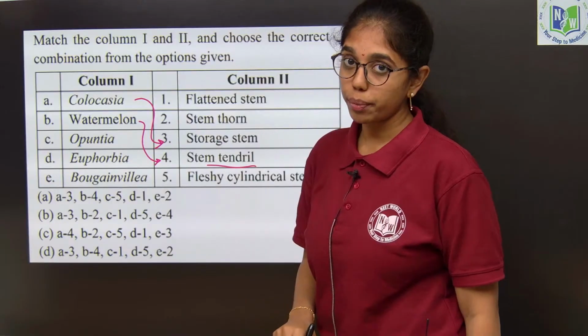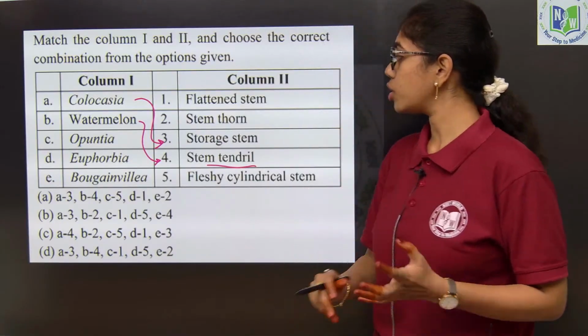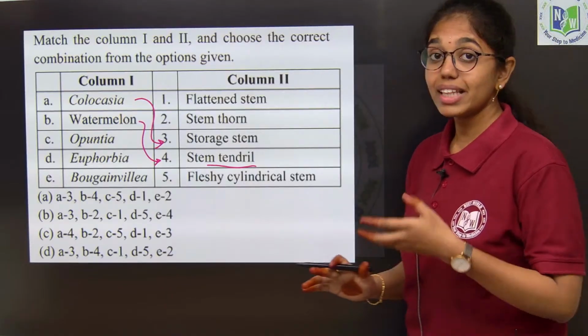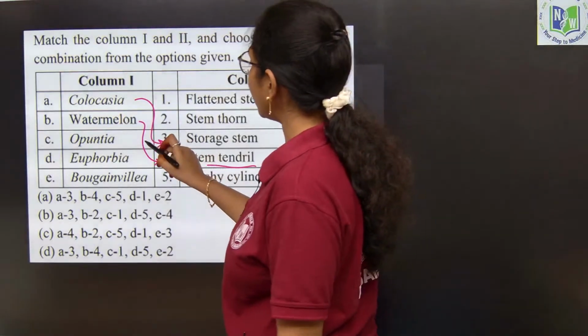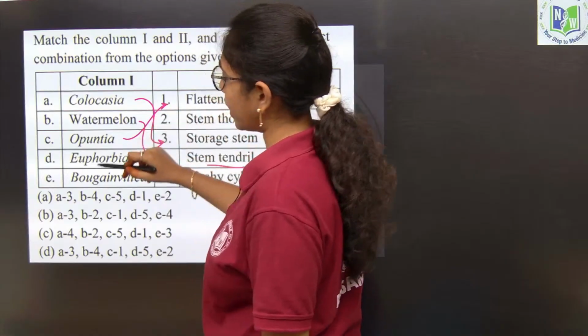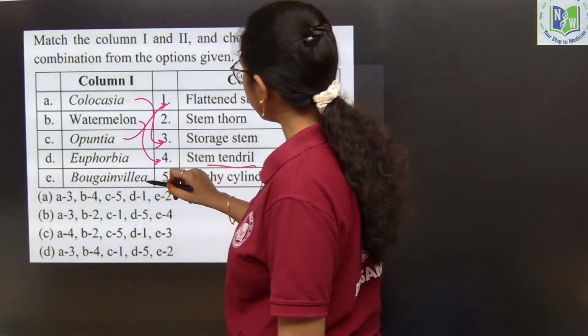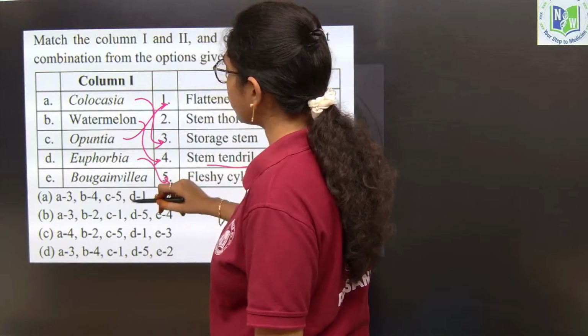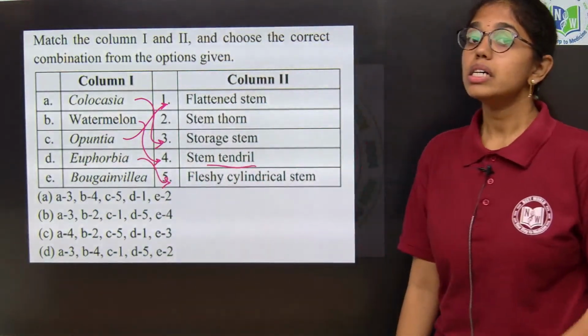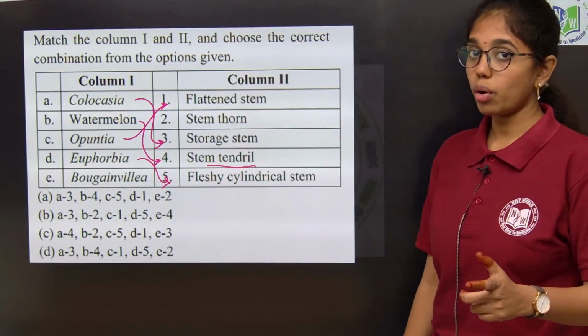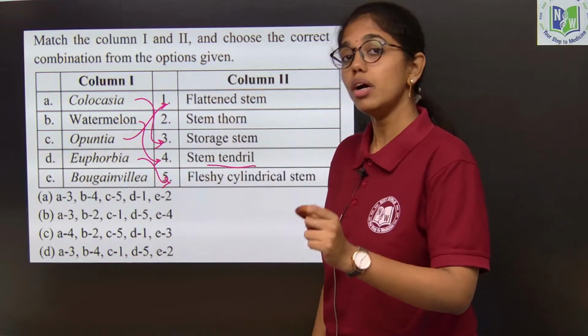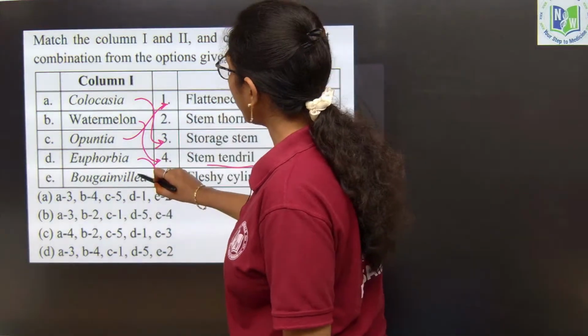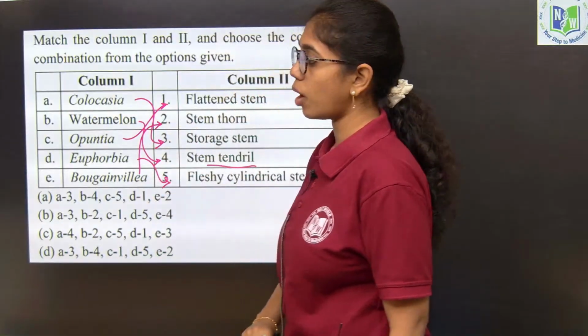Opuntia and Euphorbia are also stem modifications, where the leaves are modified to thorns. In Opuntia it is a flattened stem. In Euphorbia you can see what? A cylindrical stem, yes or no? And in Bougainvillea the axillary buds are modified to thorns. So Bougainvillea has a stem thorn, that is option 2.